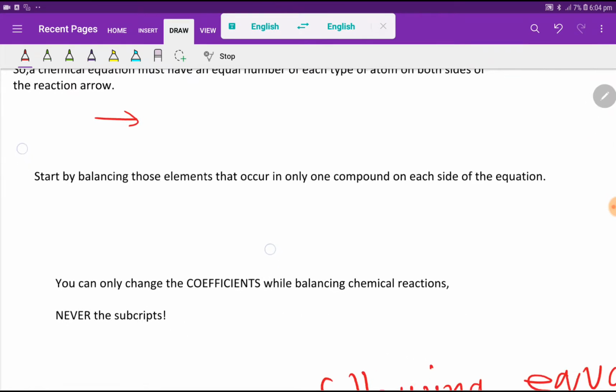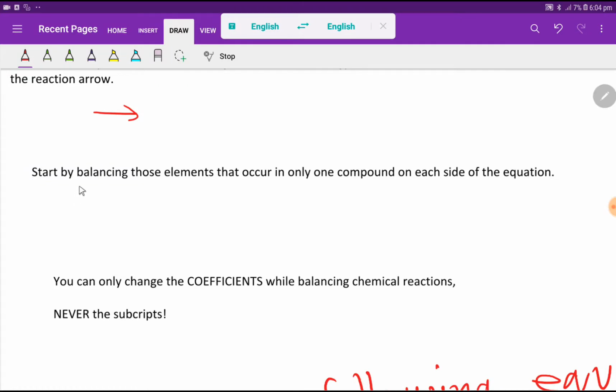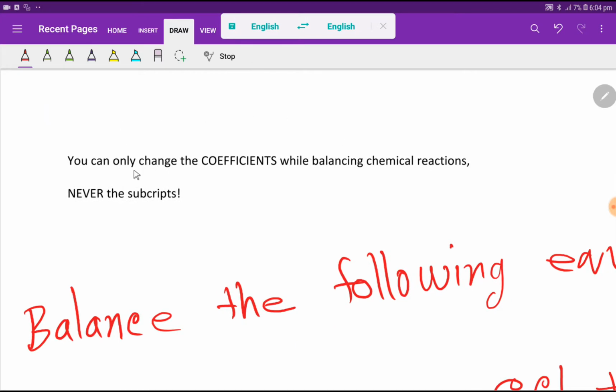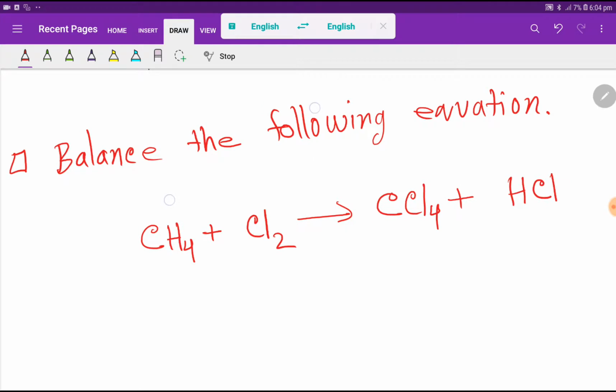Okay. So this is a rule, right? You have to start by balancing those elements that occur in only one compound on each side of the equation. You will understand this rule when I show you an example. Okay, this is very important, right? You can only change coefficients while balancing chemical reactions. You are not allowed to change the subscript. Remember it.